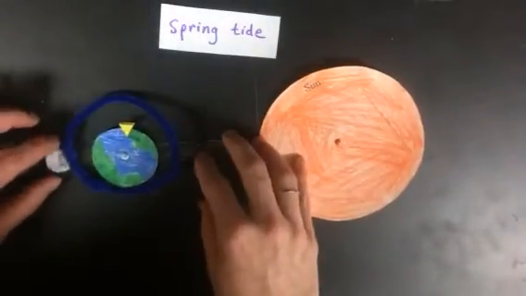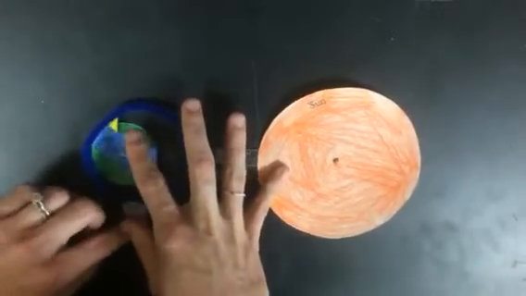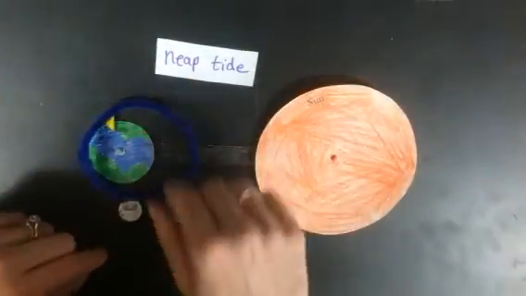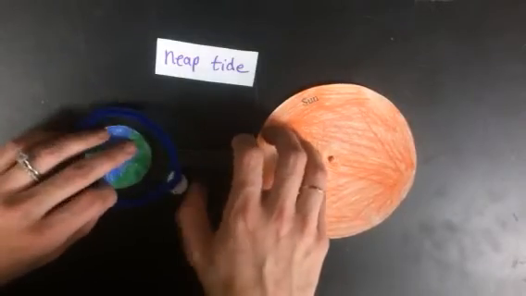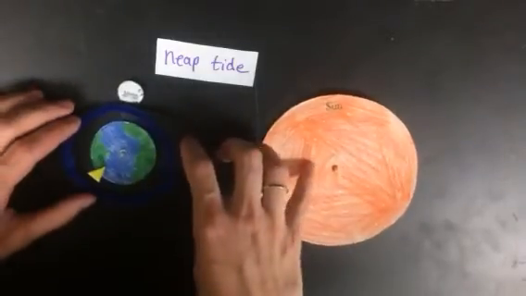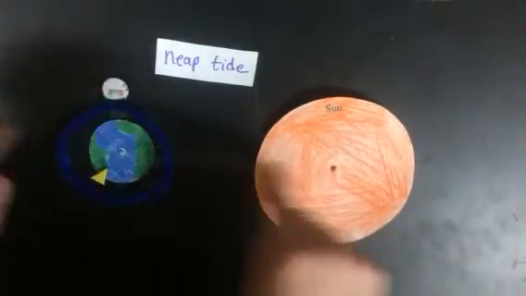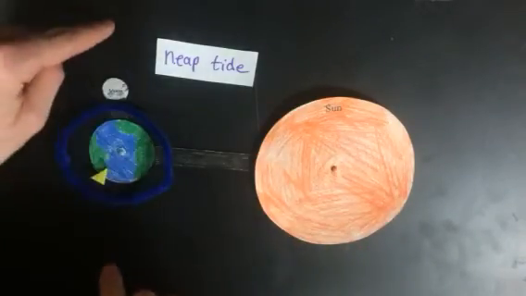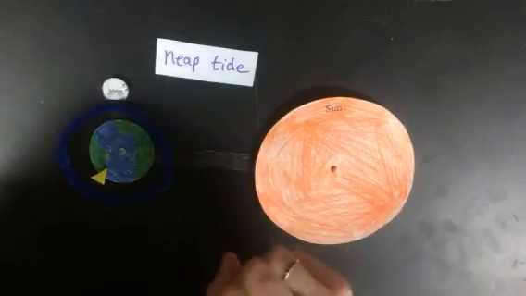But then, when the moon is in the first quarter or the third quarter position, we have neap tides. So again, the third quarter or the first quarter, we have neap tides where there's not as much of a difference between the high and the low tides because these two bodies are perpendicular to each other. And so the moon's pulling this way and the sun's pulling this way, and so you have more even tides throughout the day.